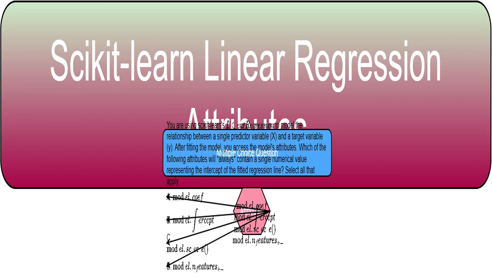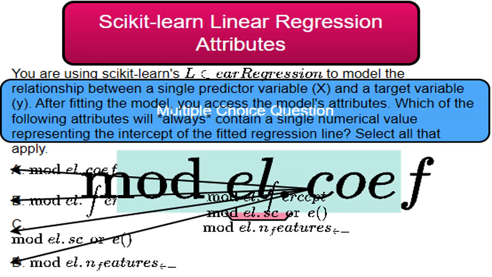I'm explaining scikit-learn, a popular Python library for machine learning. Specifically, I'll focus on attributes of the linear regression model. Think of attributes as information the model provides after it learns from your data. This is a multiple-choice question testing your knowledge of linear regression attributes in scikit-learn. Get ready to show off your skills. This tells you how well your model fits the data. It's like a grade. A higher score means a better fit. It's not related to the y-intercept.